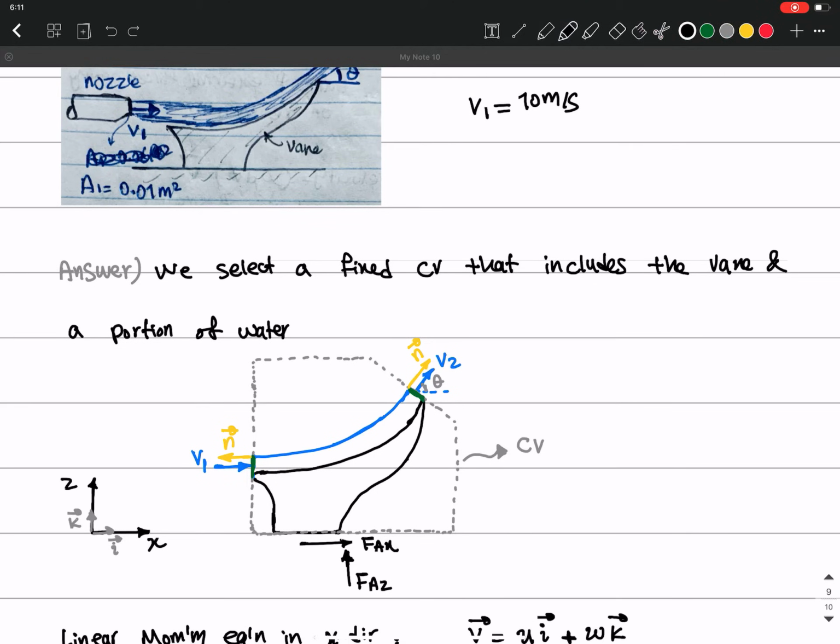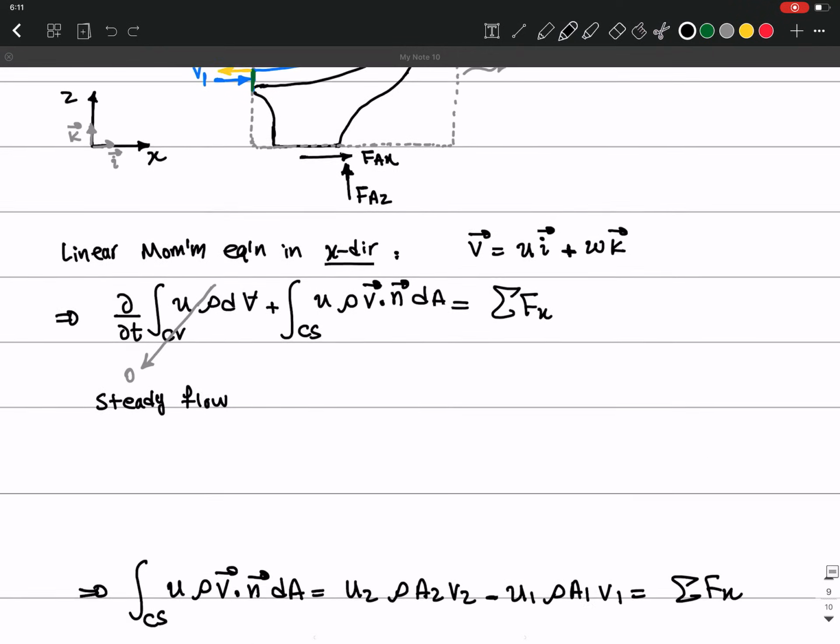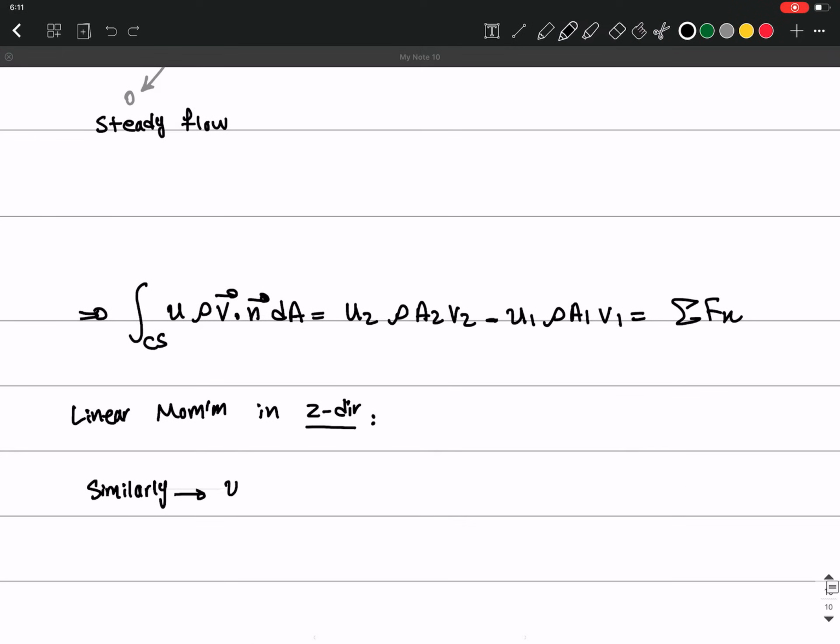I know that W1 is 0 in the z direction, but I'm going to still write it down. And similarly, we're going to get a similar equation. So it's going to be W2 rho A2 V2 minus W1 rho A1 V1, equals sigma F in the z direction. So W2 rho A2 V2 minus W1 rho A1 V1 equals sigma F.